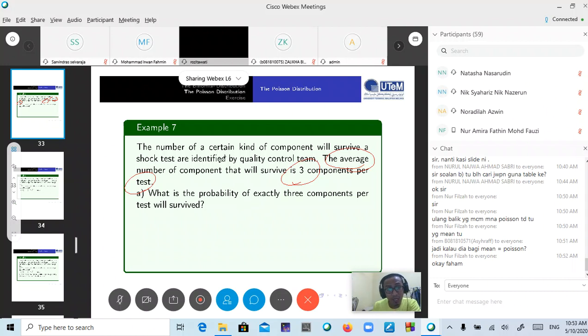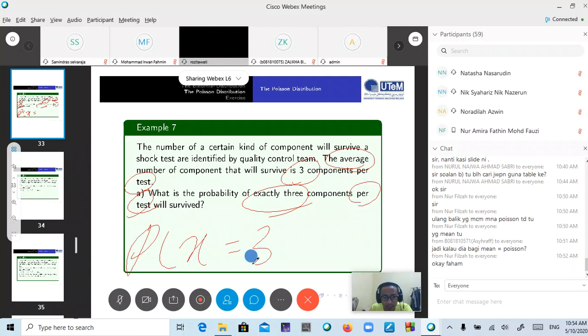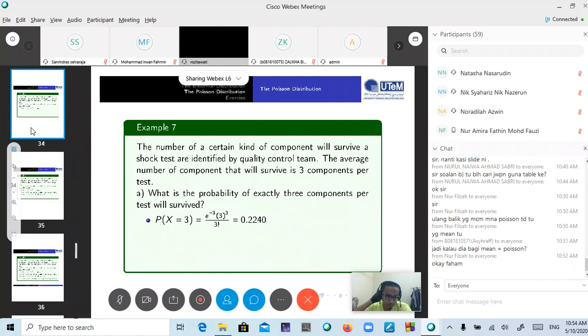Okay. What is the probability that exactly 3 components per test will survive? 3 component per test. So maksudnya awak guna direct je lah. So probability of X equal to 3. So how to get it? And then your mu also is 3. Your mean is 3. So exponent negative 3 times by 3 the power of 3 divide by 3 factorial. So you can get 0.2240.